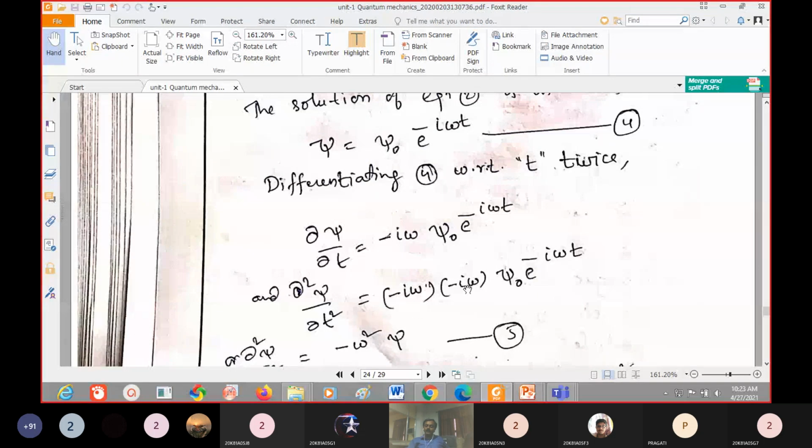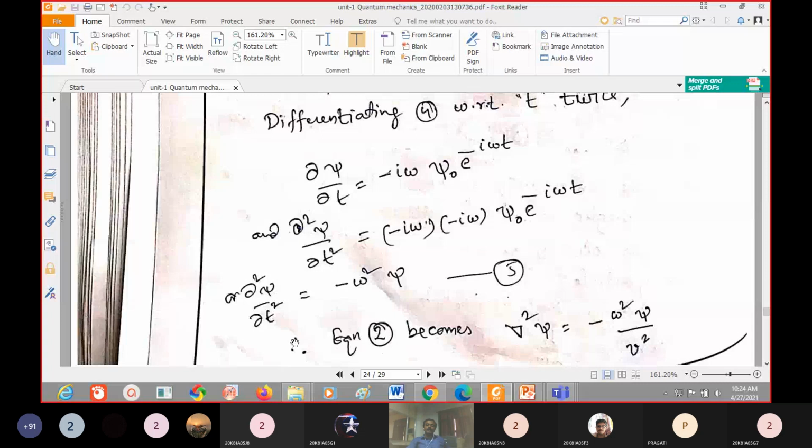so here i into i, i square. I square value is minus 1. Minus into minus is plus. Omega into omega, omega square into psi naught into e power i omega t. This is equal to psi, from equation 4. So psi naught into e power i omega t, we can write as psi. That means finally dou square psi by dou t square is equal to minus omega square into psi. Understood this equation?